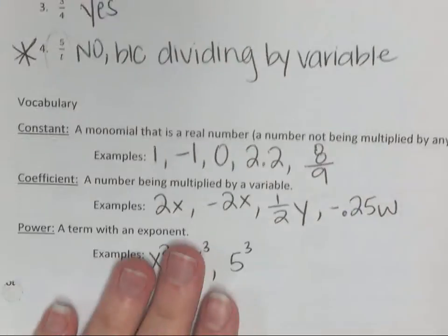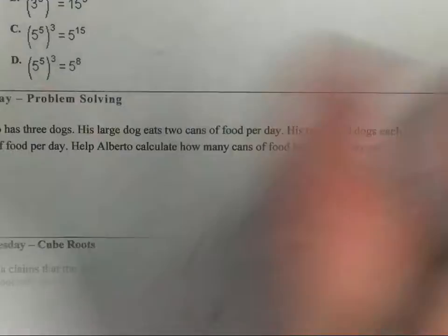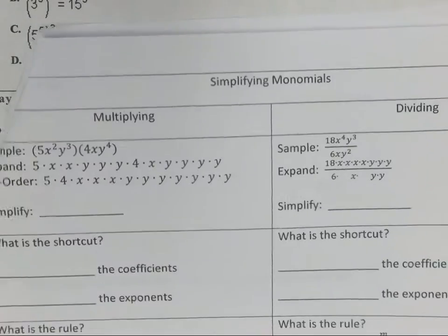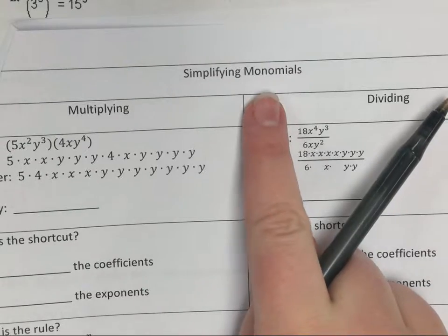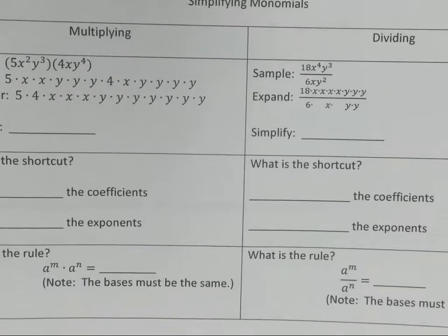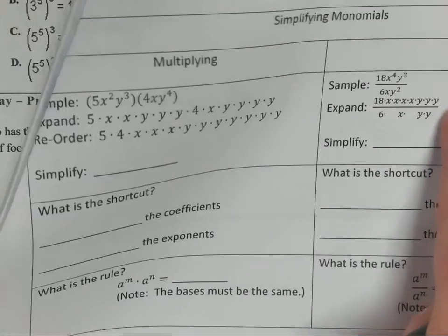All right. So this was our basics. We have to know our basics before we could go over to the next page and simplify monomials. Our exponent rules or power rules are going to be simplifying monomials. So we're going to talk about today multiplying and dividing only.